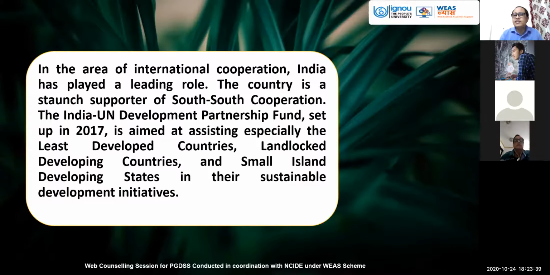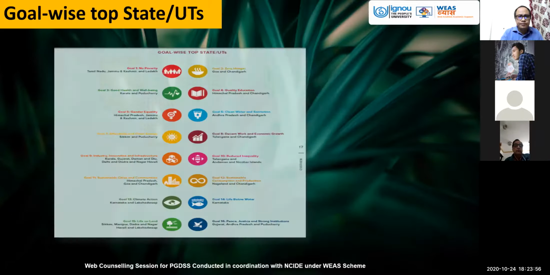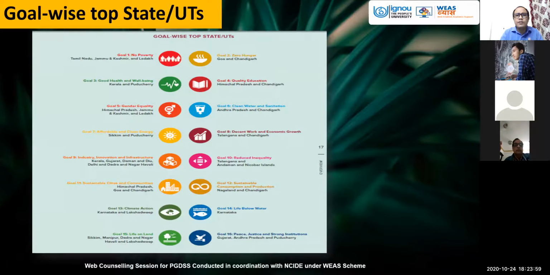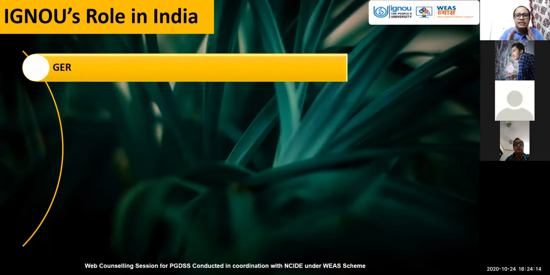In the area of international cooperation, India has played a leading role. The country is a strong supporter of South-South cooperation, and we're taking an important role. As I mentioned, even in terms of achievement, like MGNREGA and others, we're achieving a lot. So these are the goal-wise top state and union territories. You will see, for example, in goal number one, no poverty, Tamil Nadu, Jammu and Kashmir, and Ladakh are the achievers, the top runners.